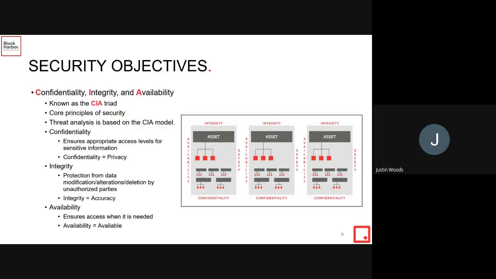So a little bit more about the CIA triad, as it is very important in both TARAs and just cybersecurity in general, right? We have the confidentiality, integrity, and availability. They are the core principles of security, and the threat analysis is also based on the CIA model. So to go over them a little bit deeper here, confidentiality is going to ensure appropriate access levels for sensitive information. So pretty much confidentiality means privacy. People shouldn't have access to things that they should not have access to.